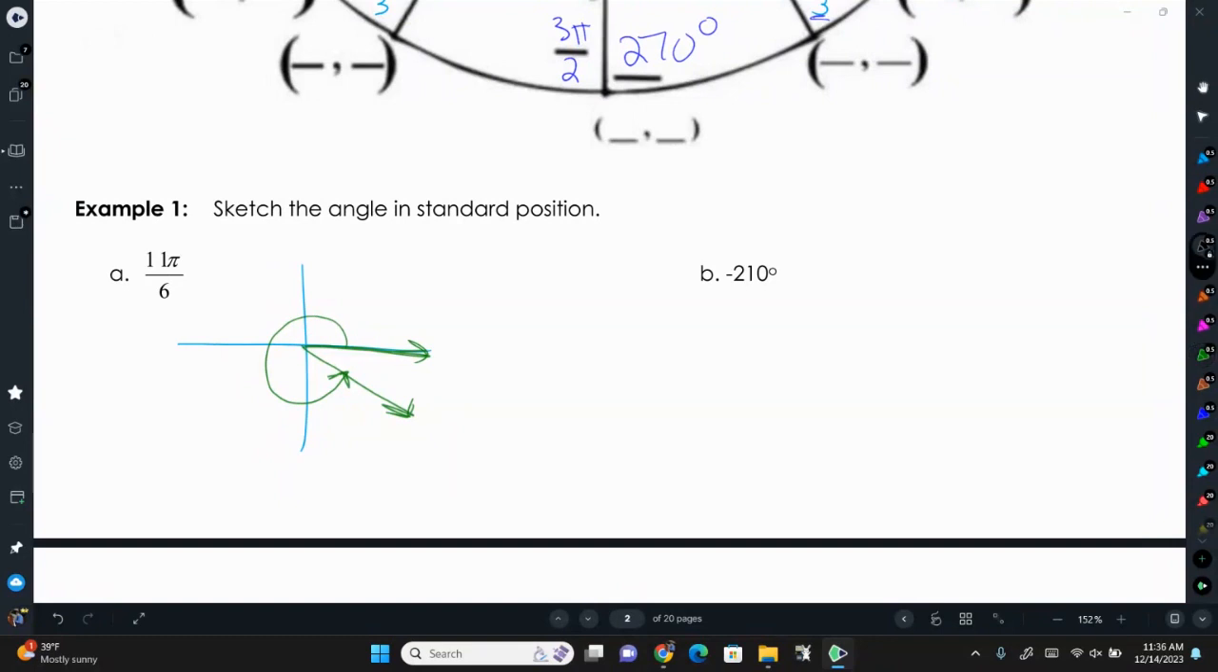And negative 210 degrees, well, remember, negative angles go clockwise. So it's going to go this way, but it's going to go a little bit more than 180. And that would be negative 210 degrees.